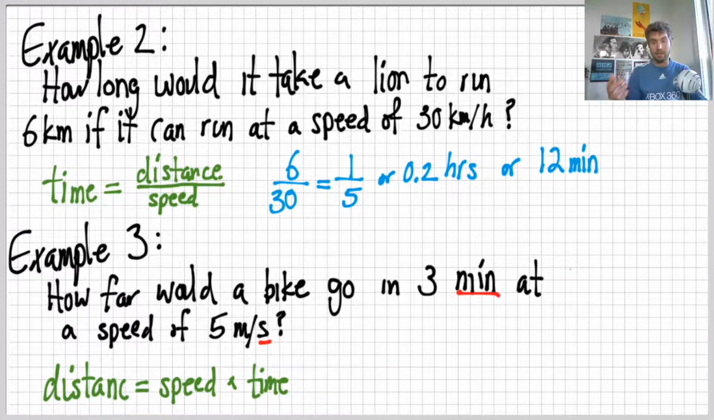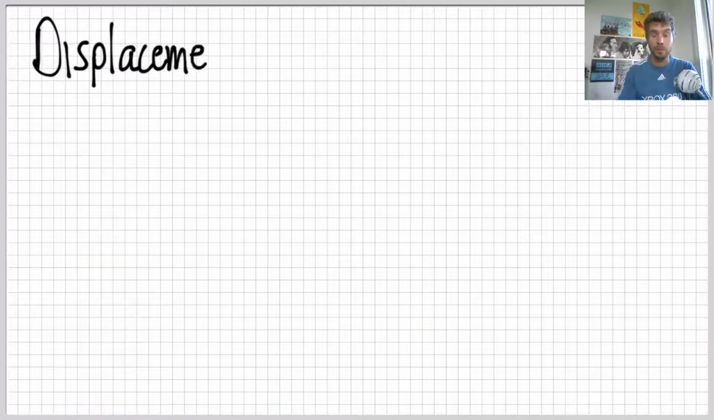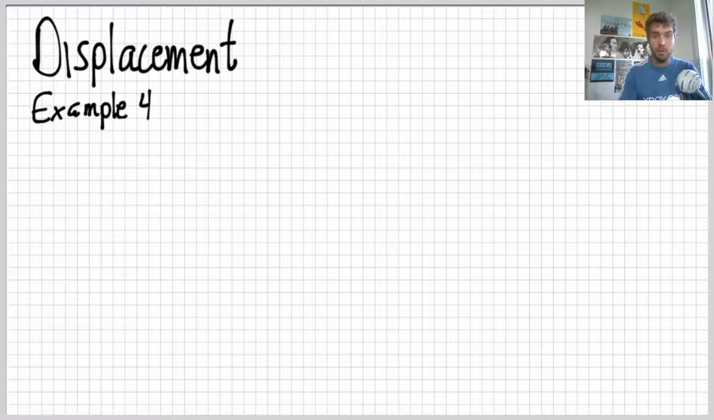We need to harmonize that and make sure we're using consistent units. The easiest thing to do is to switch the 3 minutes into seconds. 3 times 60 is 180, so it's 180 seconds. So we do 5, the speed, times 180 for the time, which is 900. It was meters per second times seconds, so the seconds cancel and you just get 900 meters. That was speed. If I went too fast, just back up and watch it again, or pause it.